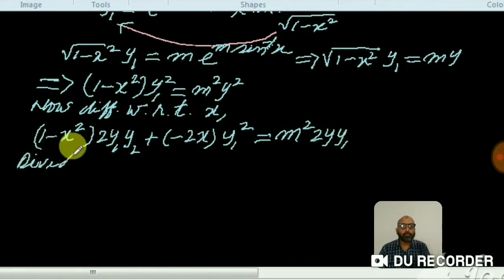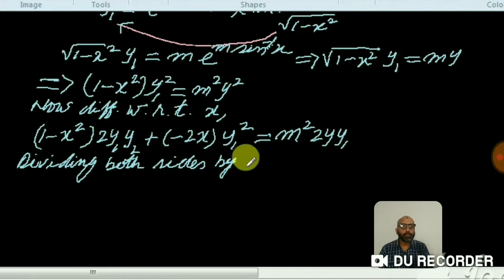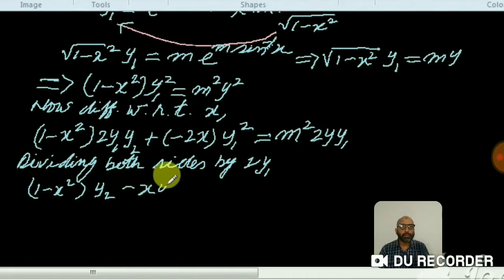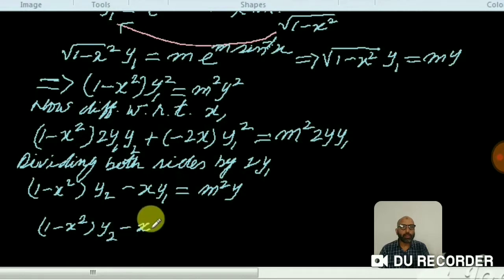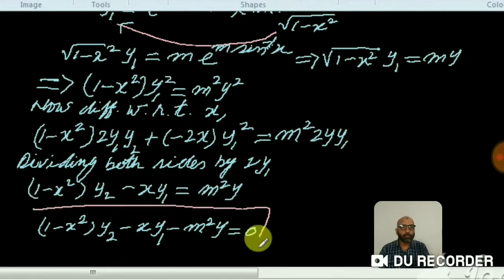Now dividing both sides by 2y1, we get (1 minus x square) y2 minus x y1 is equal to m square y. Now transposing m square y to left hand side, we get (1 minus x square) y2 minus x y1 minus m square y is equal to 0, and this condition we needed to prove. So we have proved the given required condition this way.